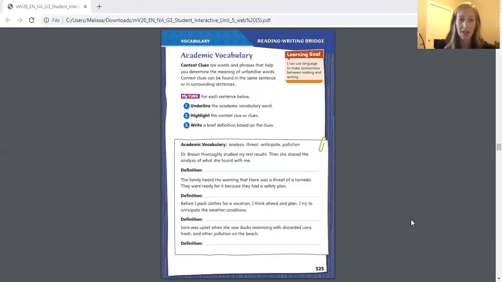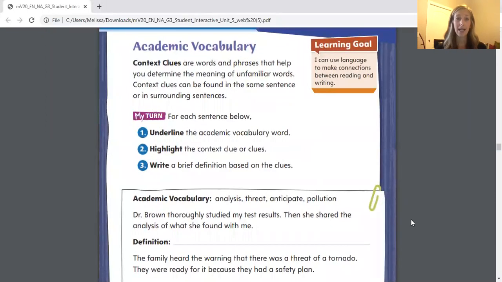Okay, let's go ahead and read the directions. Today we'll be working with context clues. Remember, context clues are words and phrases that help you determine the meaning of unfamiliar words. Sometimes you read a word in a sentence, you're not sure what it means, but the words around it give you clues to help you understand the meaning of that word that you might be a little stuck on. Context clues can be found in the same sentence or in surrounding sentences.